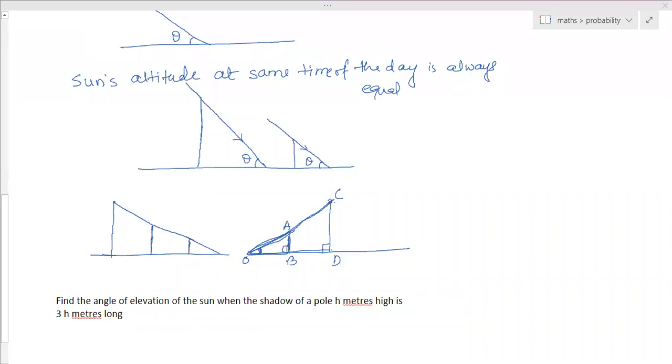It's root 3h. So this is the 8th question you are asking me. Find the angle of elevation of the sun when the shadow of a pole h meters high is root 3h meters long.